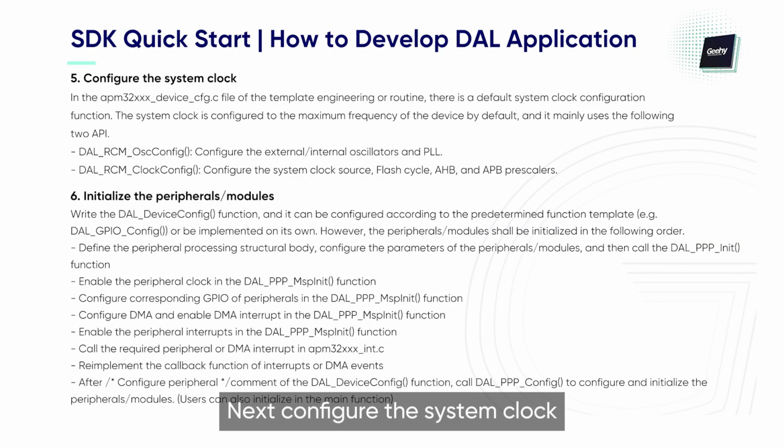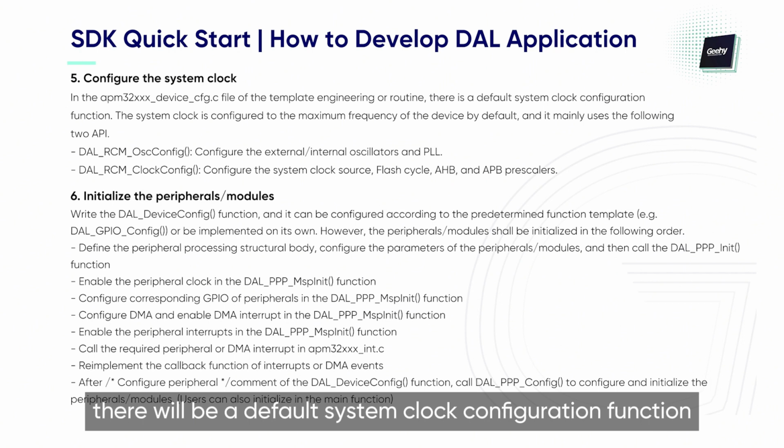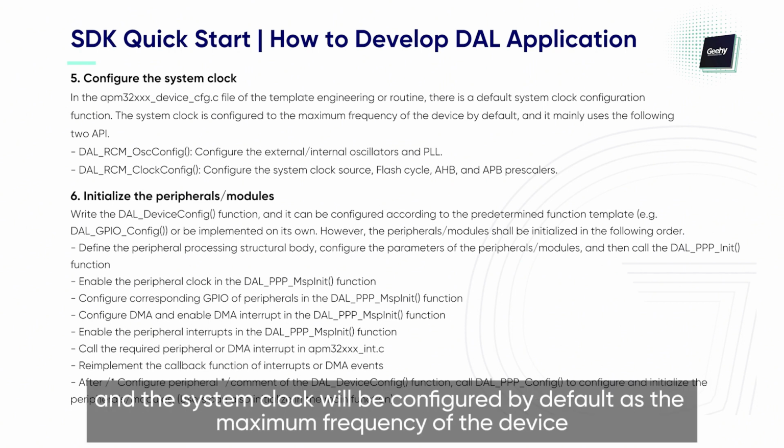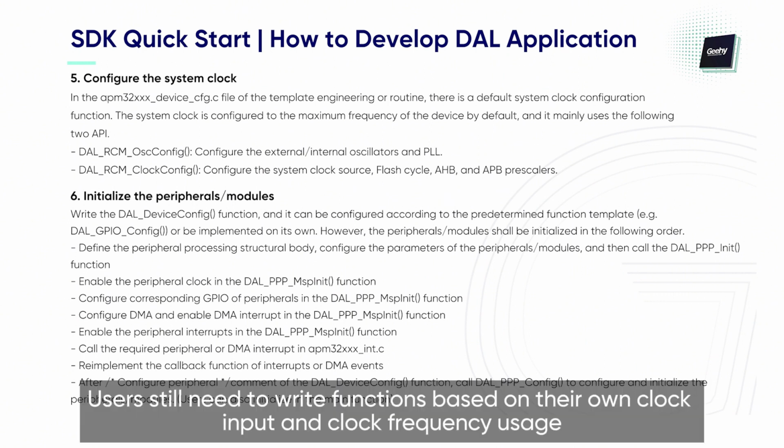Next, configure the system clock. In the device .cfg.c file of the template project or routine, there will be a default system clock configuration function, and the system clock will be configured by default as the maximum frequency of the device, mainly using the following two API. Users still need to write functions based on their own clock input and clock frequency usage.